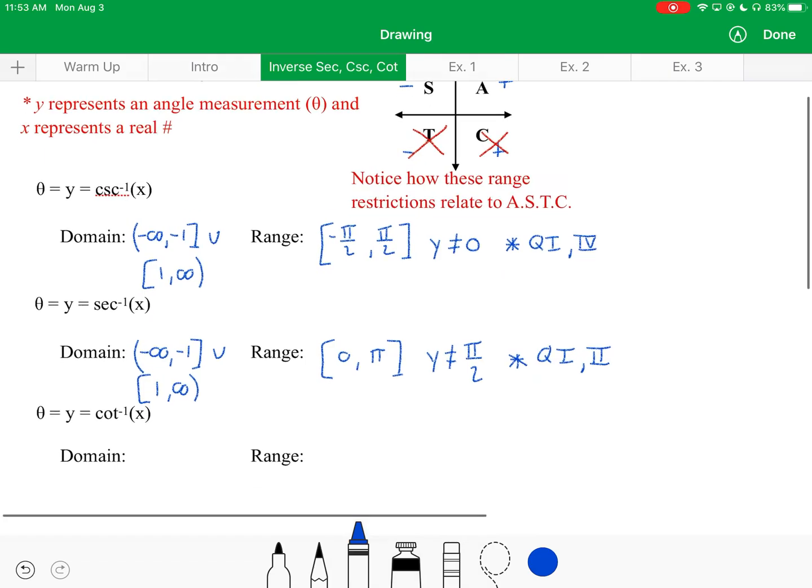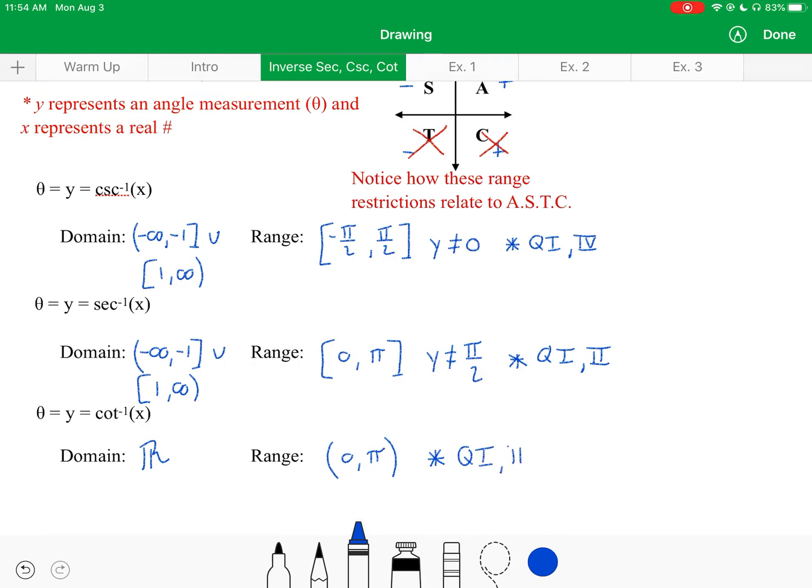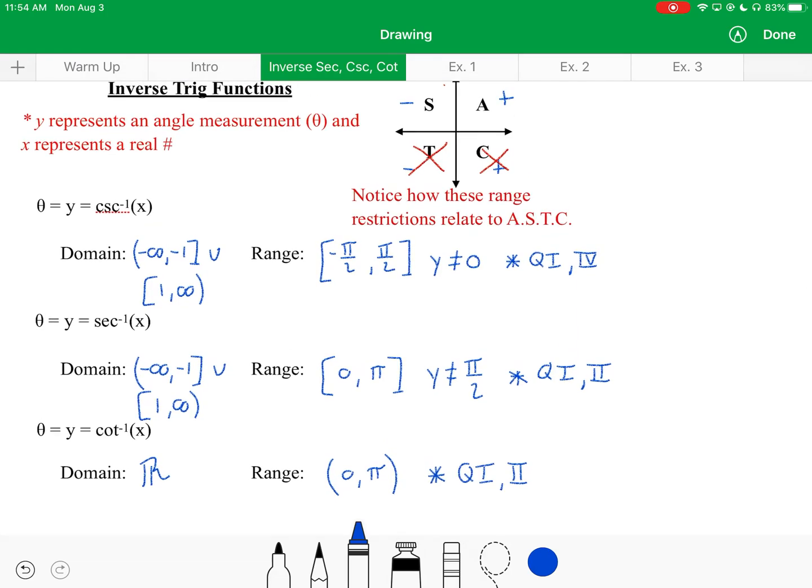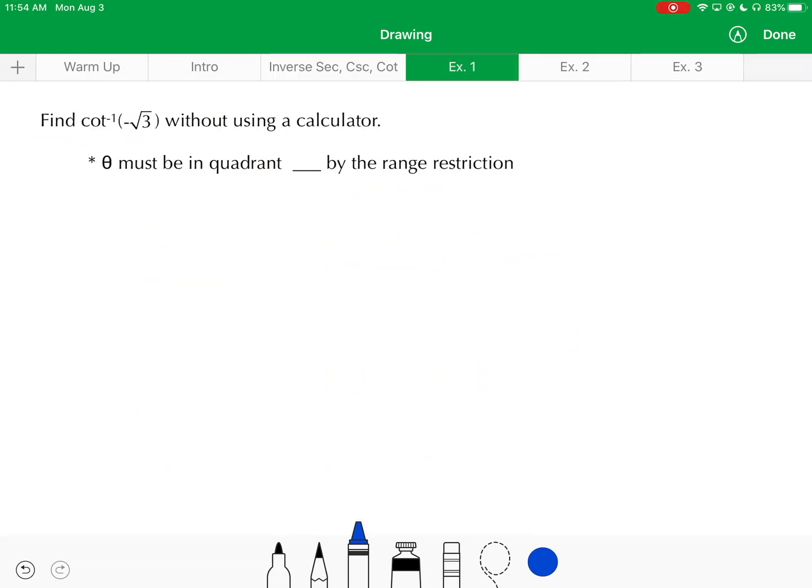And the last function, inverse cotangent, has a domain of all real numbers. You can plug any number in for x, and then the output is going to be from 0 to pi. But notice I'm excluding 0 and pi. That's because the original cotangent function is undefined at those two values. So that's yielding quadrant 1 and quadrant 2 angles. And the reasoning on that would be pretty similar to how we restricted the range for the inverse secant function as well. All right, so let's get to some examples here.